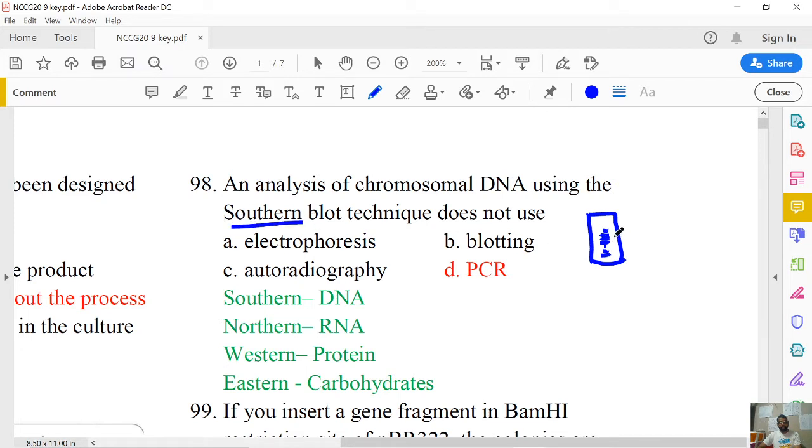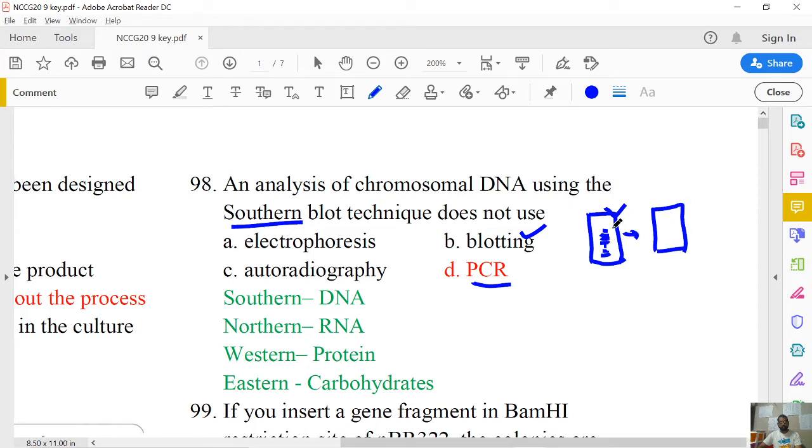So when you have separated the DNA in the gel, the DNA will be present inside the gel. Initially we'll transfer this onto one membrane like nitrocellulose membrane. This technique is Southern blotting. In this there is no use of PCR. PCR is just for the amplification of DNA. In the blotting it is not directly involved, but electrophoresis is required. Blotting, that is the transfer from the gel onto the membrane.